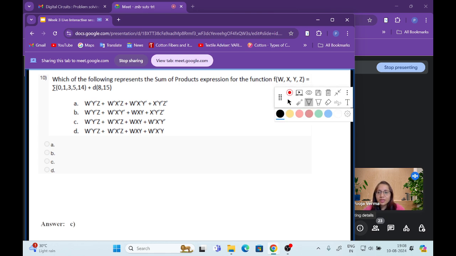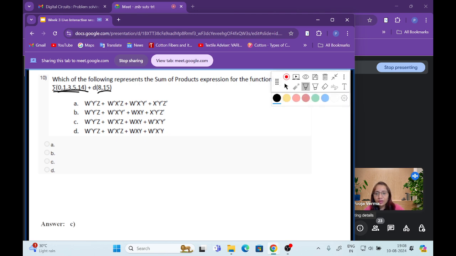So the next question is: which of the following represents the sum of product expression for the function f of w, x, y, z that is given? That means in these places there are ones, and in these places there are don't care conditions. So let's solve it. How many variables are there? There are 4 variables, so that means 16 cells. So make a K-map.